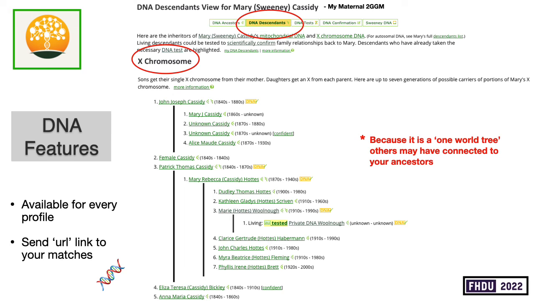So this is Mary Sweeney, my second great-grandmother, her profile, and you can click on DNA Descendants, and you can see there who may have inherited the X chromosome from Mary. So if you're looking to try and validate a match on the X chromosome, you can look here to try and find suitable testers. Because it's a one-world tree, there might be people there that you don't know about that have connected themselves to your ancestors. And you can see there in the middle of the page people that have had a test, even if they're private, and possibly send them a message.